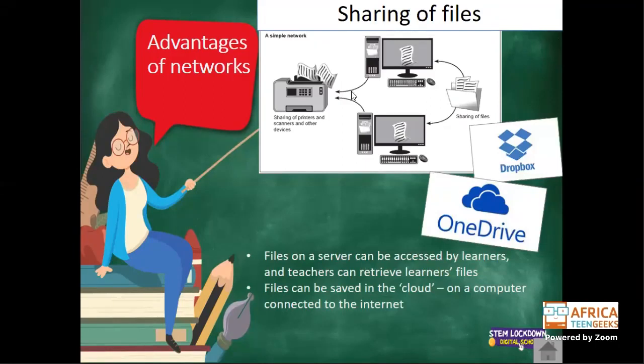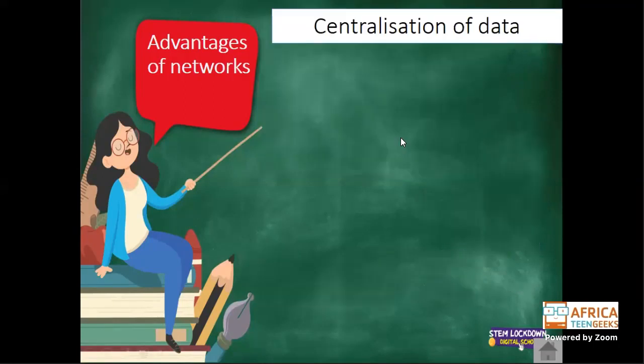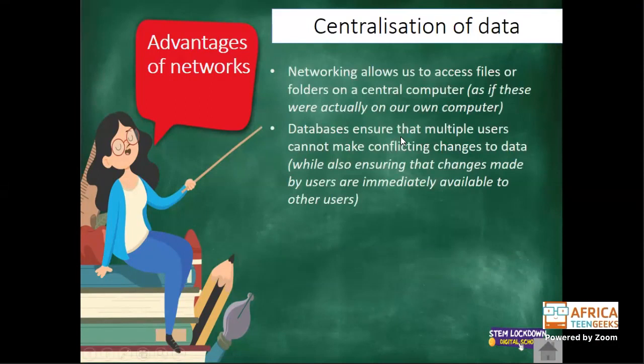Let me just try to push. Okay. Advantages of the network: centralization of the data. What does that mean? Networking allows us to access files or folders on a central computer, like I stated, that is a server, a host, as if they were actually on our own computer.